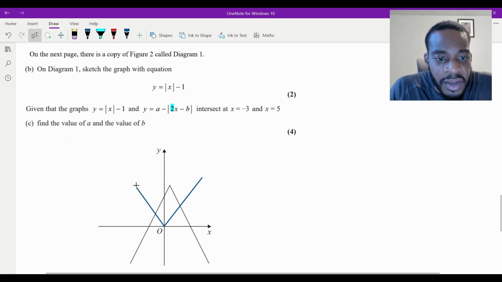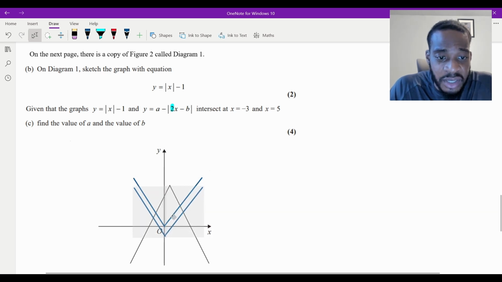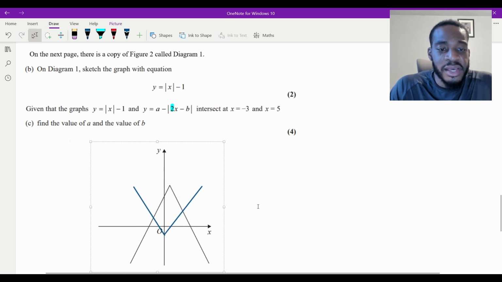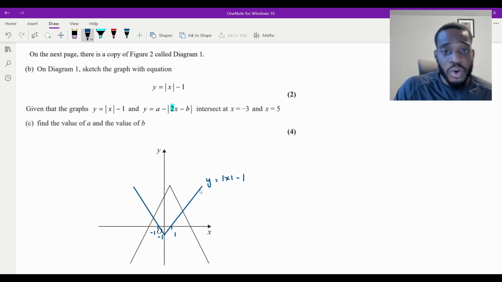So got that there. And now this is the modulus of x, isn't it? This is y equals the modulus of x. I need to shift it down by 1 unit. So I'm going to grab this and then literally just shift it down. So it's probably going to be maybe like that, right? Going to look like that. And this right here is going to be y equals the modulus of x minus 1. Perfect. And obviously, the intercepts are going to be at 1, minus 1, and then minus 1 down here, isn't it? Okay. Now, that's part A.